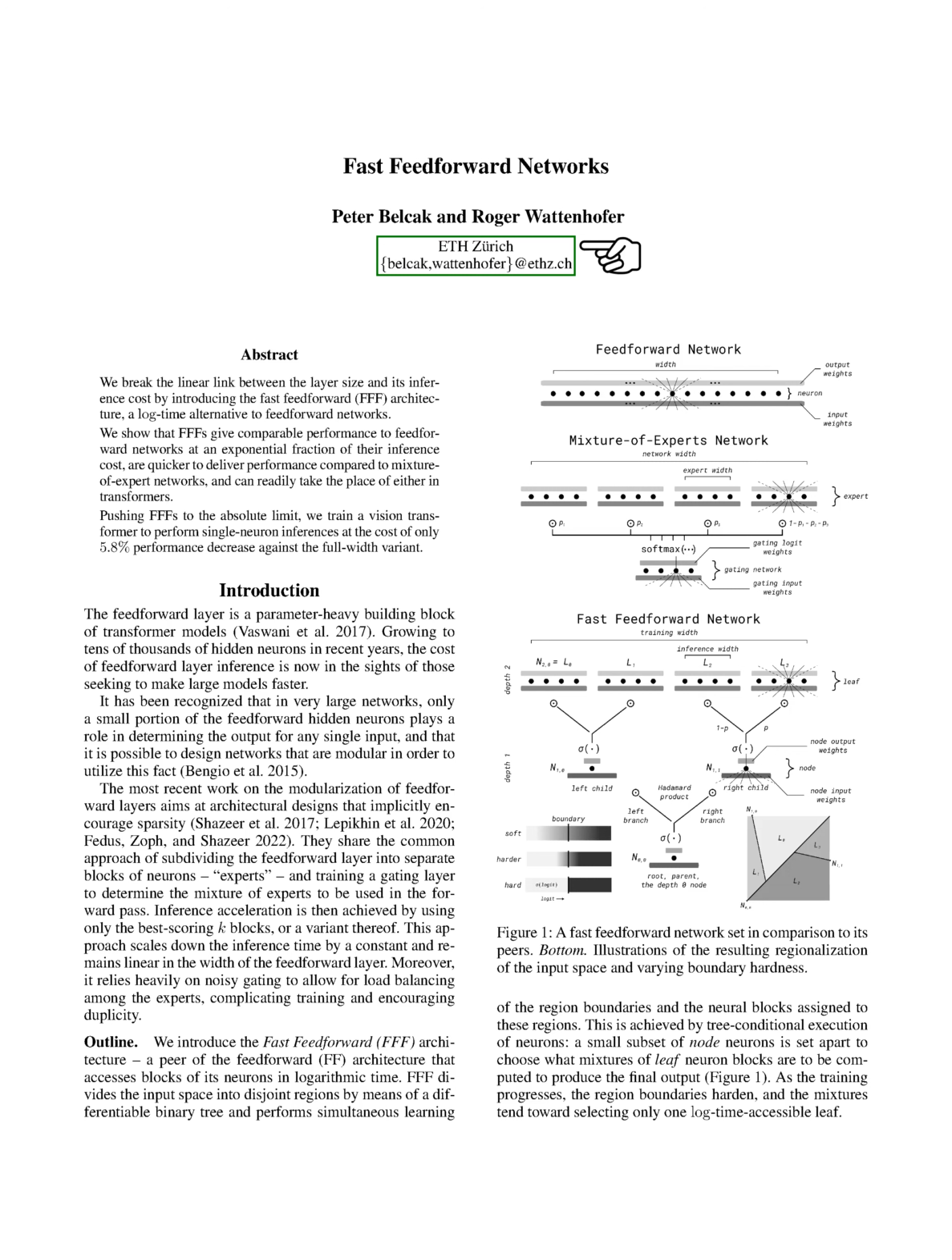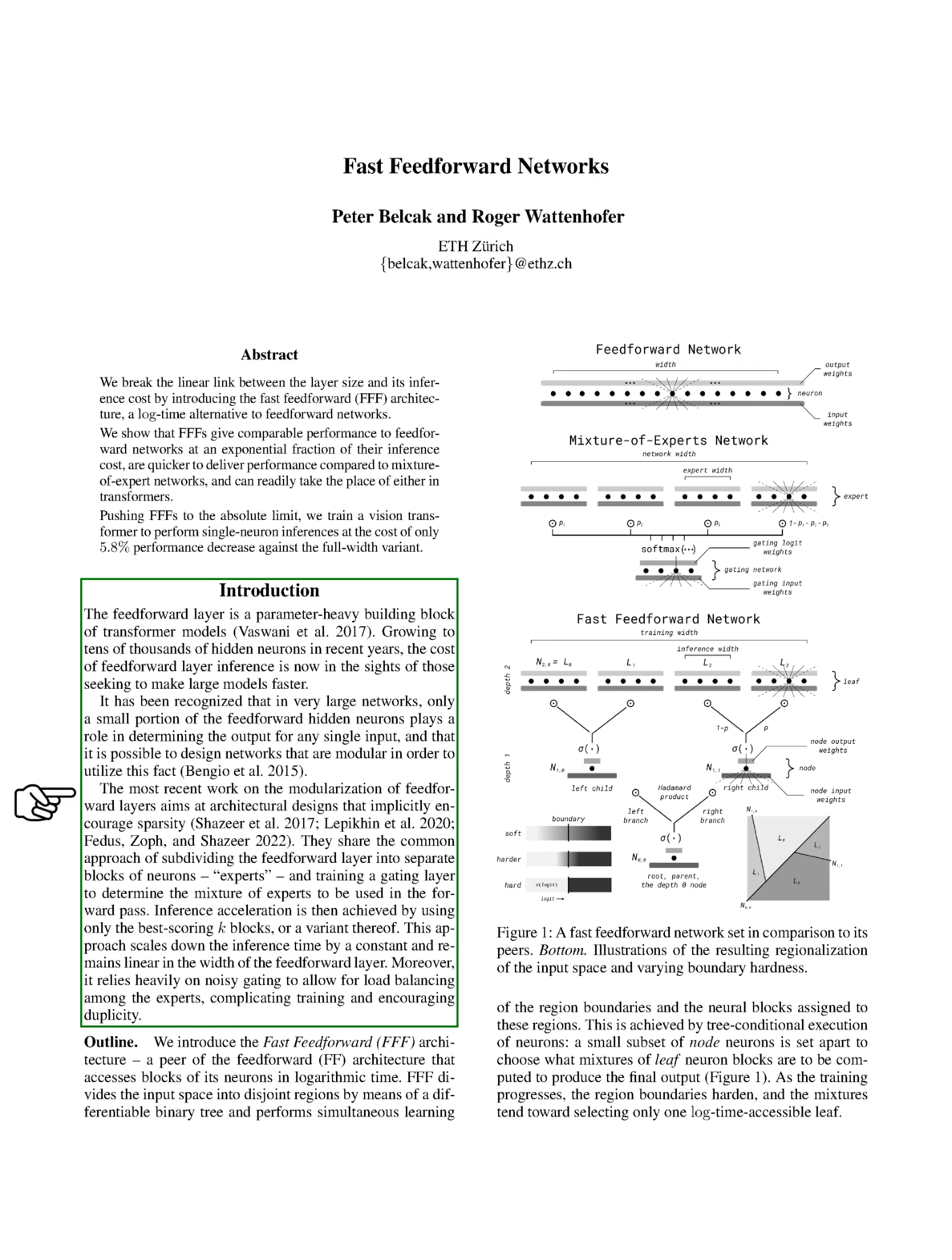Let's dive into the world of transformer models, specifically focusing on the feedforward layer. This layer is a crucial part of these models, but it's also quite heavy on parameters. As the number of hidden neurons in these layers has grown into the tens of thousands, it's become a target for those looking to speed up large models.